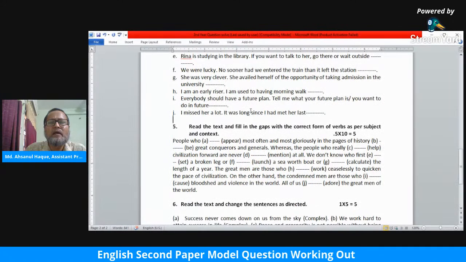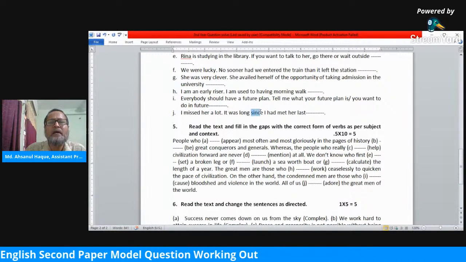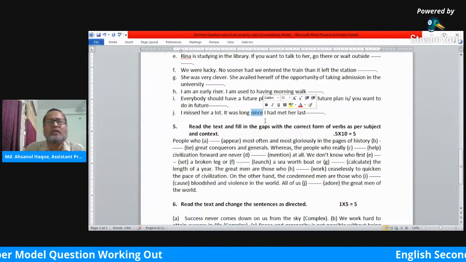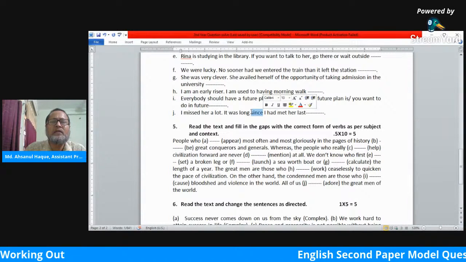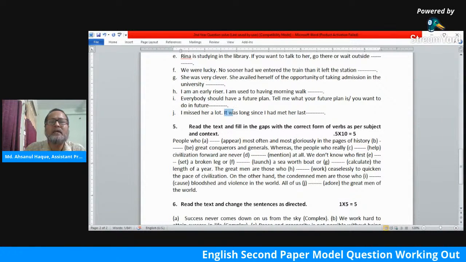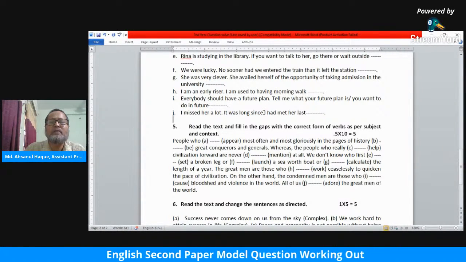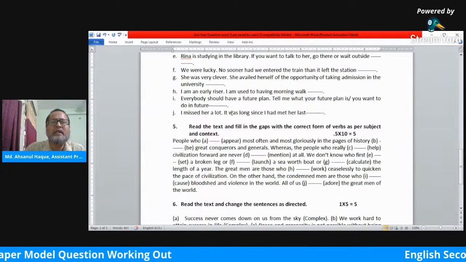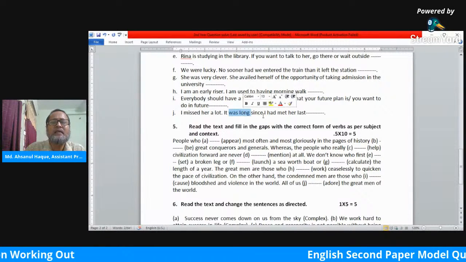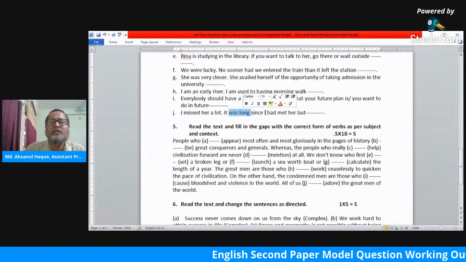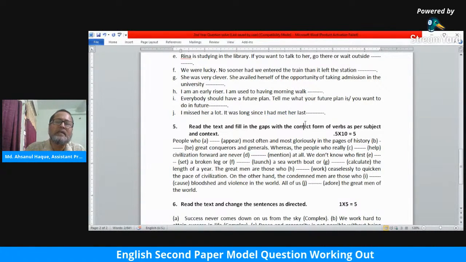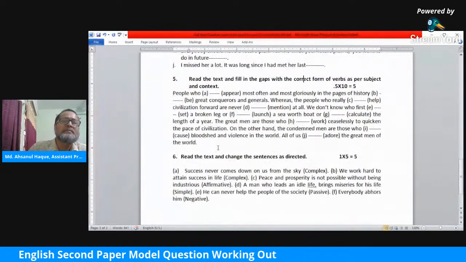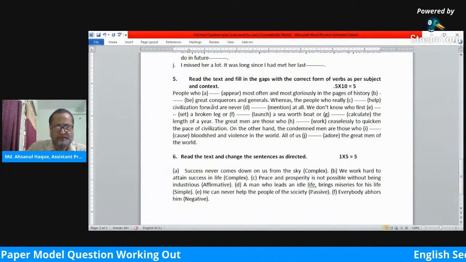We know there is a rule of since. Before since, if there is a past indefinite tense, after since there should be past perfect tense. This is the rule. If there is past indefinite tense before the since, the clause after the since should be in the past perfect. So this is the answer.